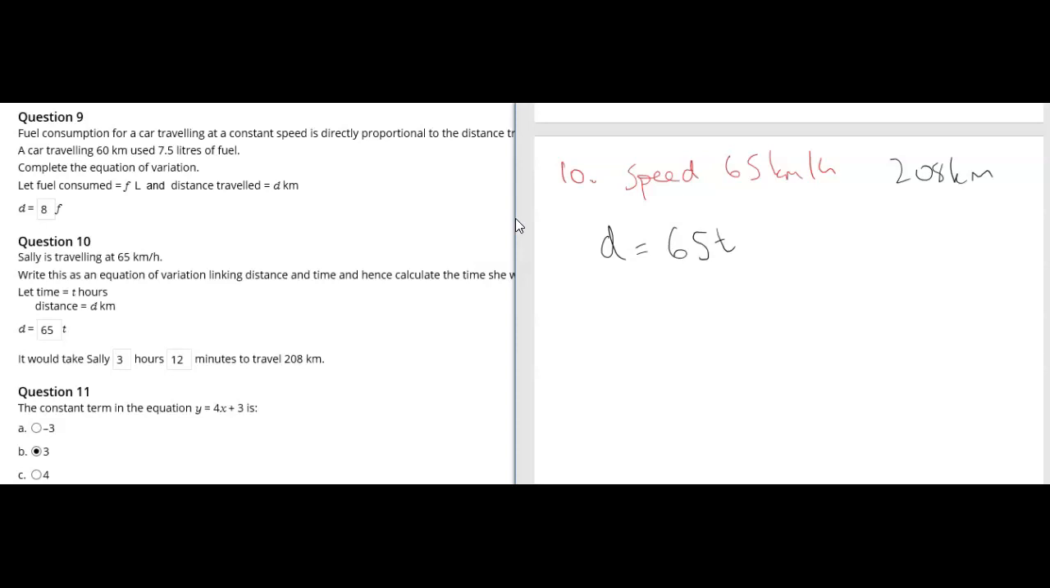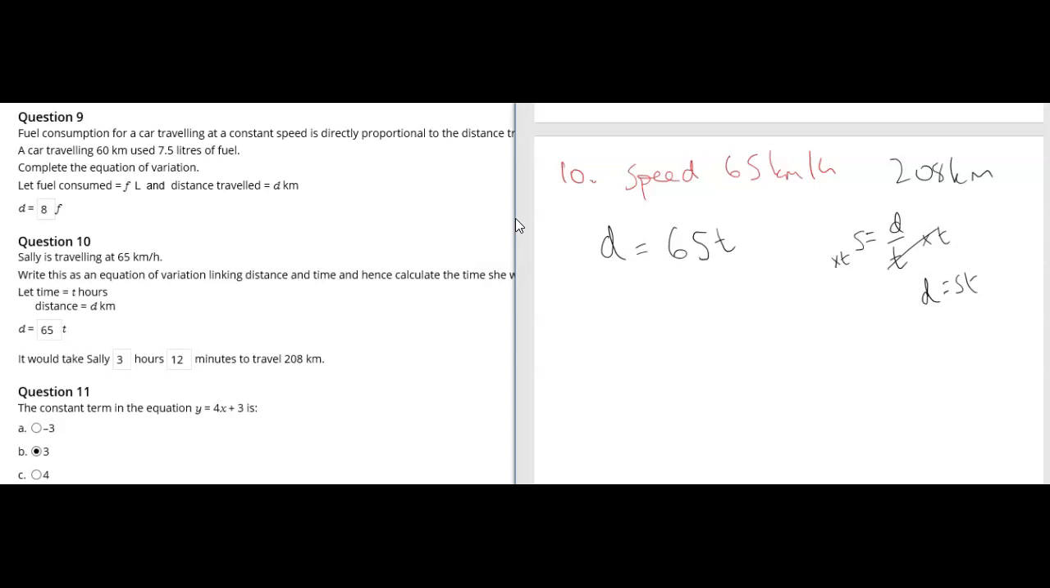So this gradient, or our rate, is just your speed. Now you may, I don't know, in science use the formula speed equals distance over time. That's kind of like where this has come from. So if we wanted to do distance by itself, we can multiply both sides by time, and we're left with D equals ST, which is basically the same as this formula.